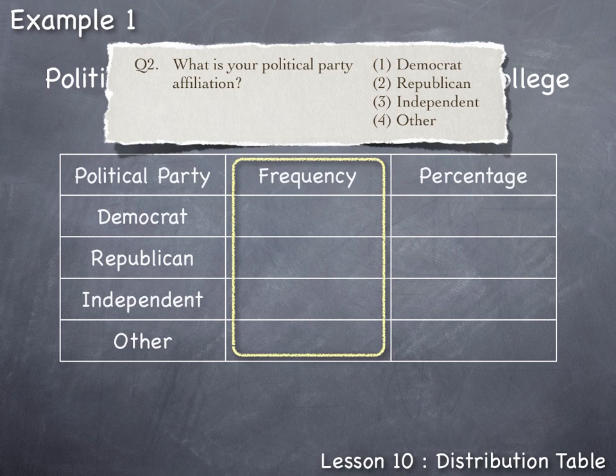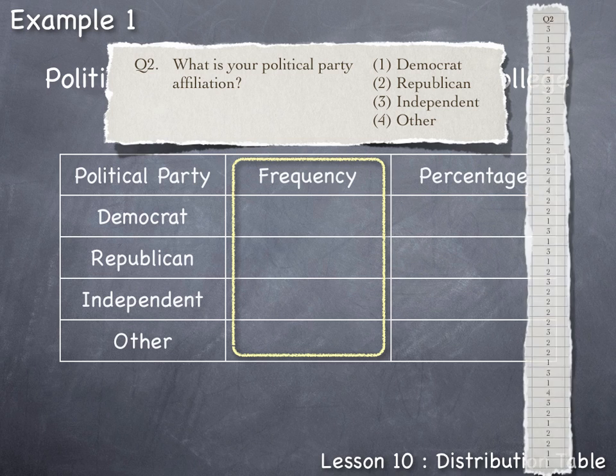Now frequency. To complete the frequency column, we need to count the number of Democrats, Republicans, Independents, and others that appear in the sample. To do this, we need to look at the actual sample data. Now, the data here is coded. So to count the number of Democrats in the sample, we need to count all the ones, because the code number 1 is used to represent Democrats in the sample.